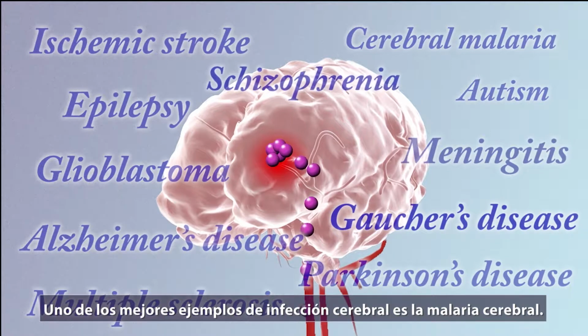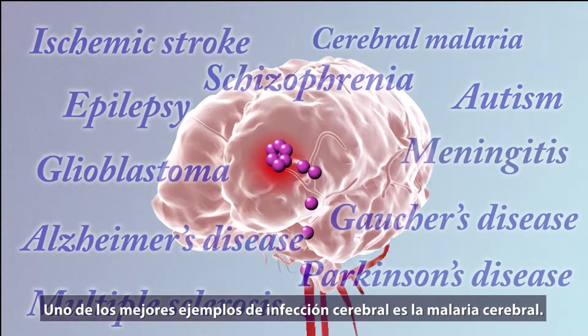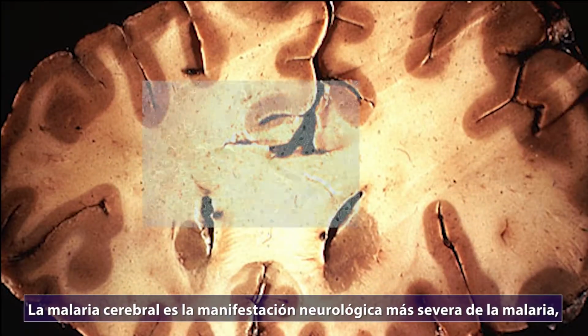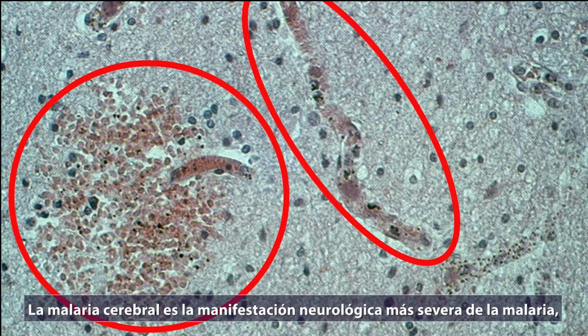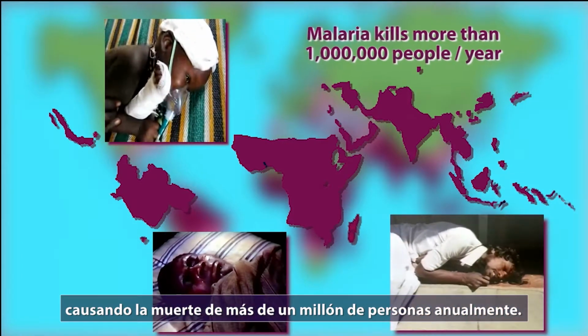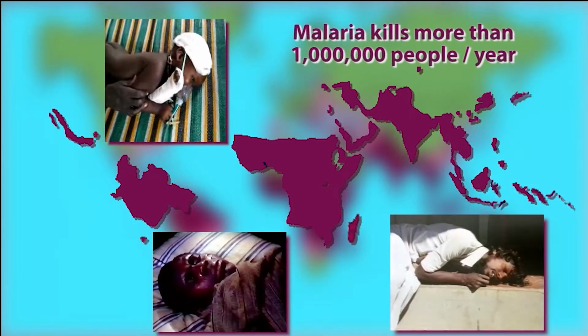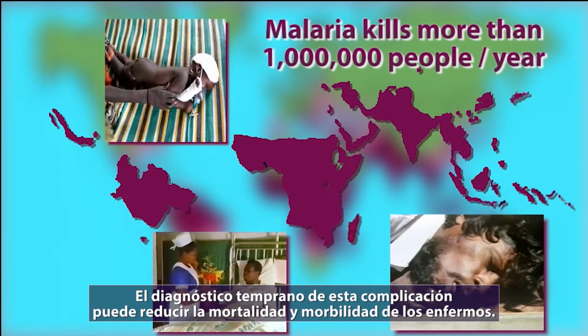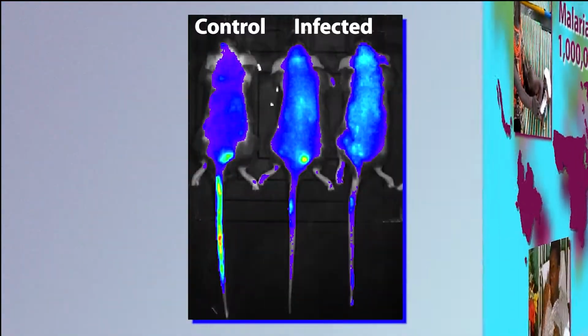One of the best examples of brain inflammation is cerebral malaria. Cerebral malaria is the most severe neurological manifestation of malaria, killing over 1 million people worldwide every year. Early diagnosis of this complication may reduce patient morbidity and mortality.